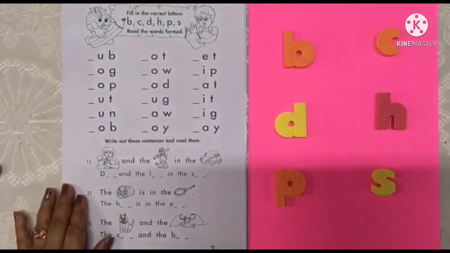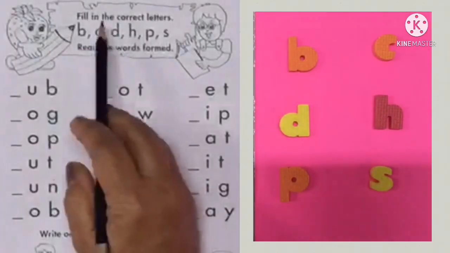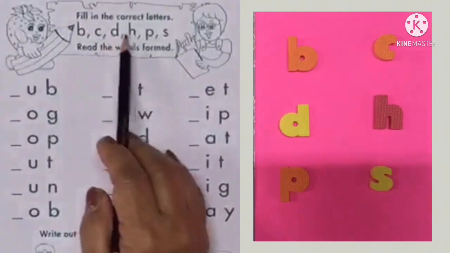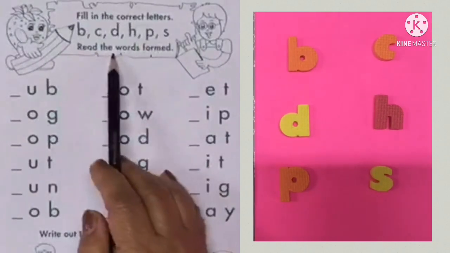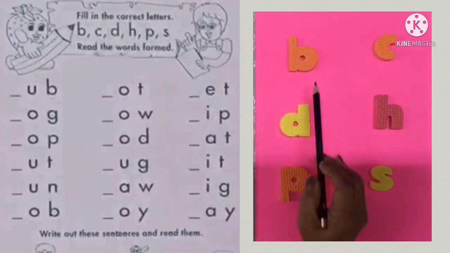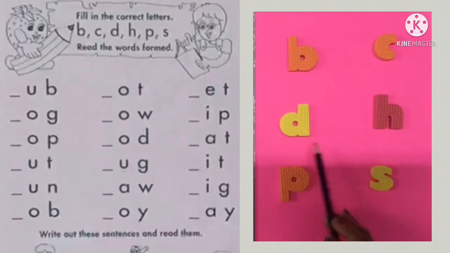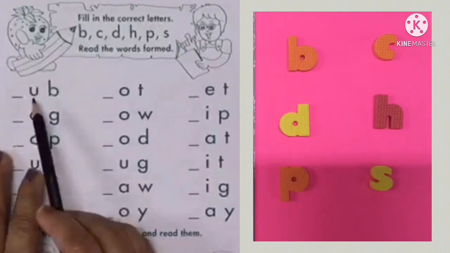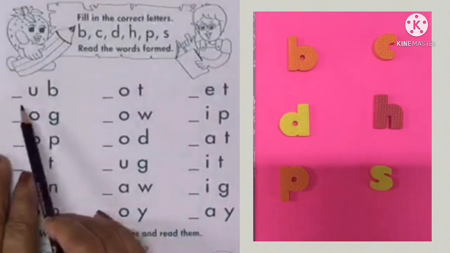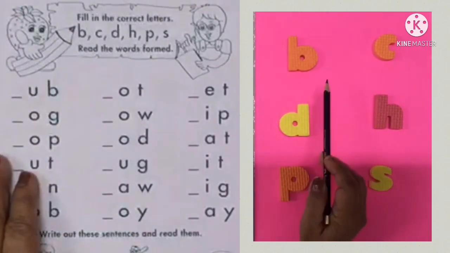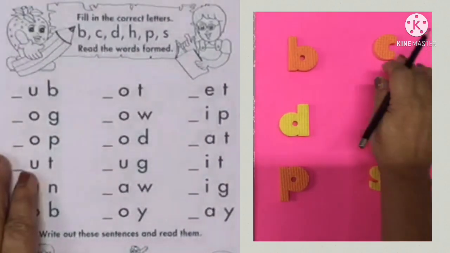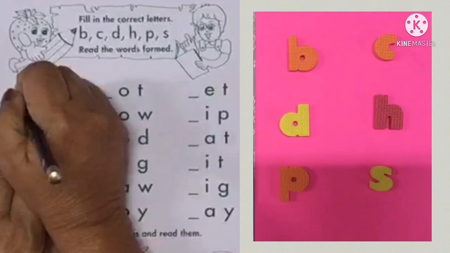Now children, turn to page 25. Here, fill in the correct letters: B, C, D, H, B, S. Read the words formed. Now let's form the first word. I would like to form the word cup. Which letter is it? Is it B or is it C? C. So k, up, cup.